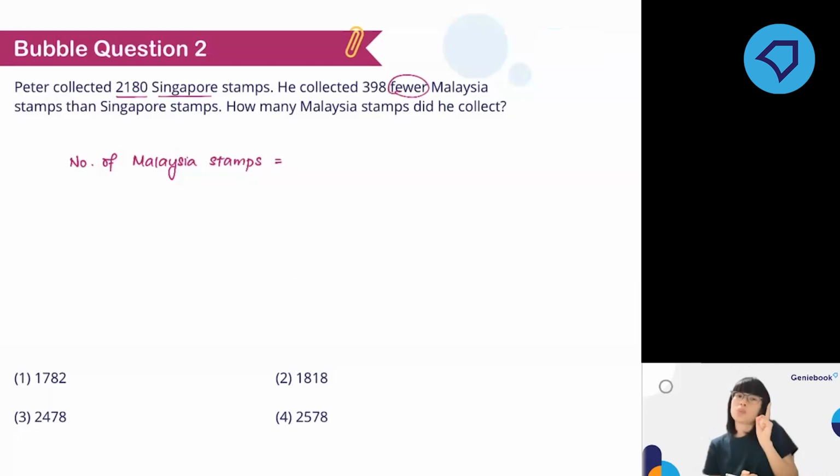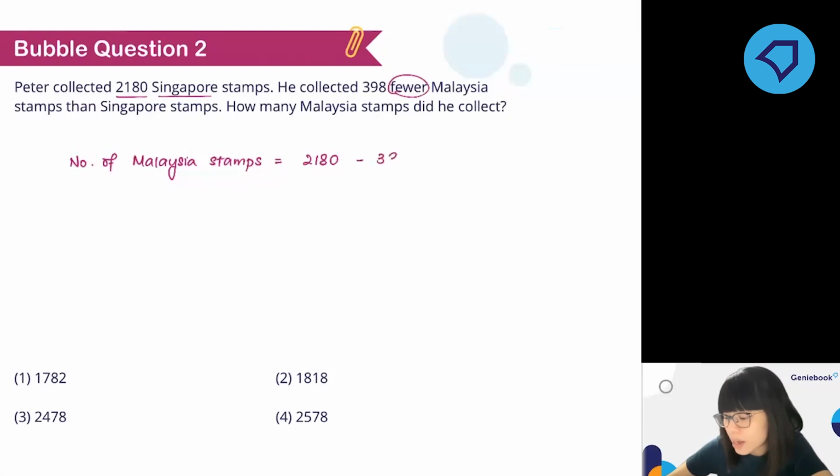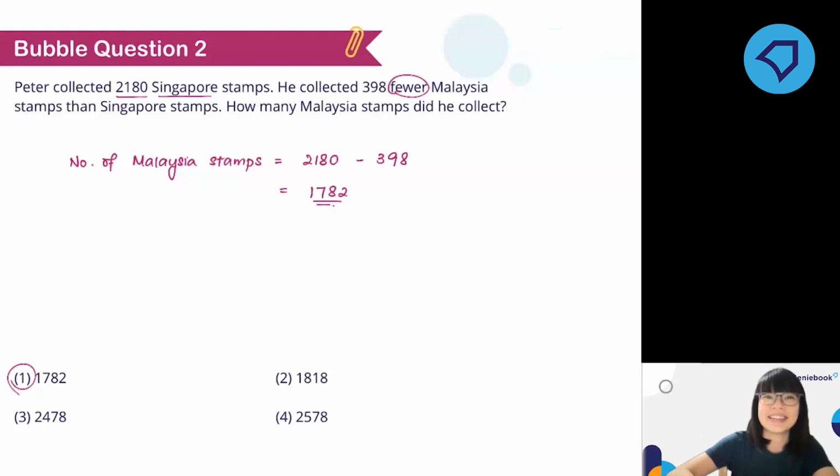Okay, so 2,180, which is the number of Singapore stamps, you collected fewer Malaysia stamps, so we need to minus 398. And what would you do? What would you get when you do your subtraction? 2,180 minus 398. And now if you got the correct answer, the final answer will be 1,782. Thank you very much, Nagri and Melody. Excellent job. So the answer would be option number 1. Excellent job.